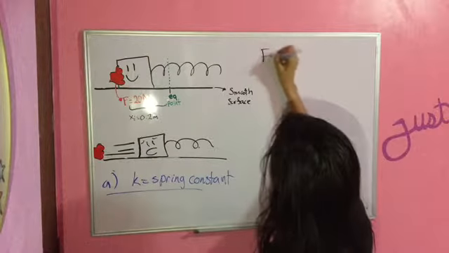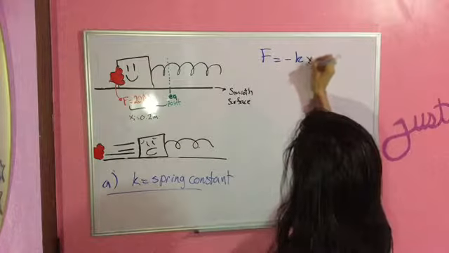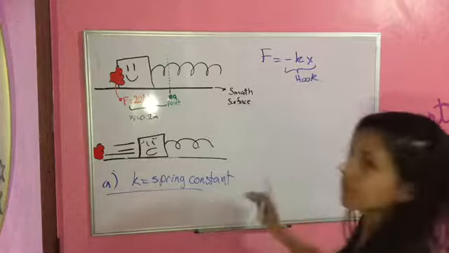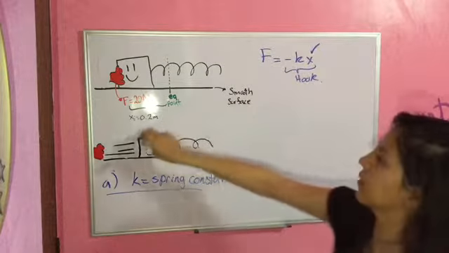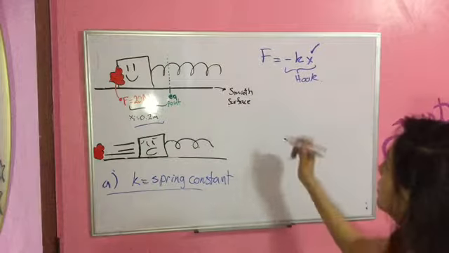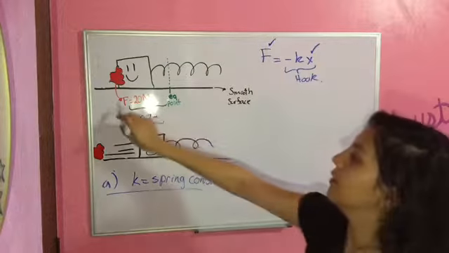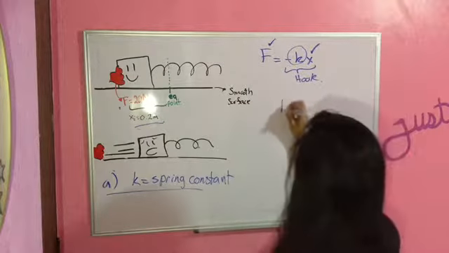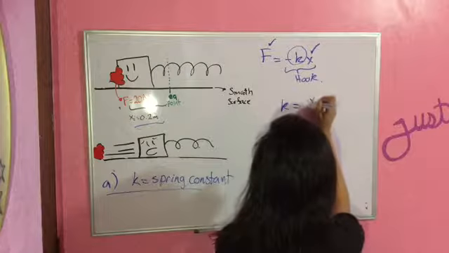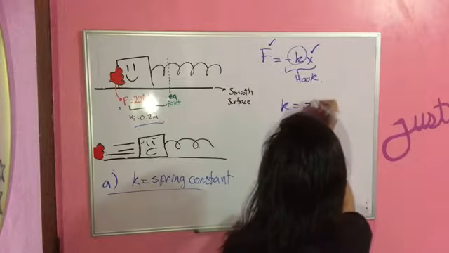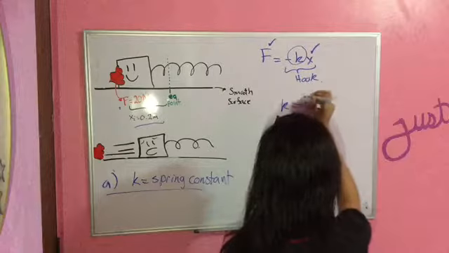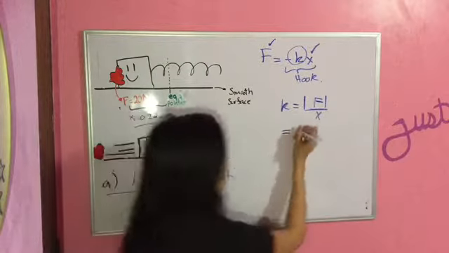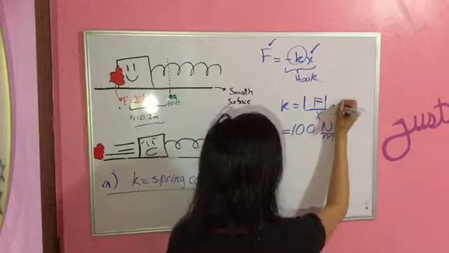This is a kind of easy part of the problem because we know that Hooke's law says that the force is equal to the spring constant times the distance which the block travels. So we only have to isolate k, since we already know the force with which the hand is pulling the block. And with that we'll get 100 newtons per meter.